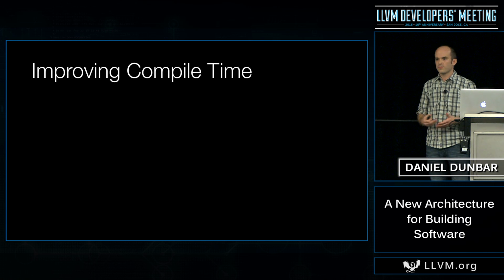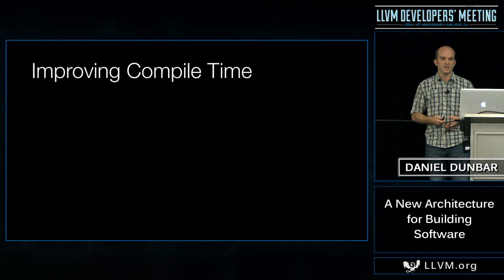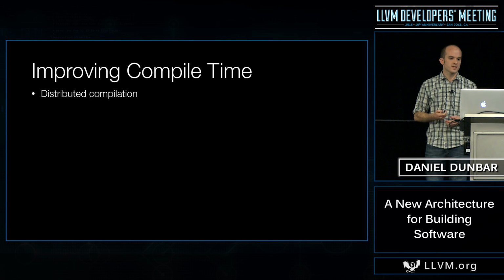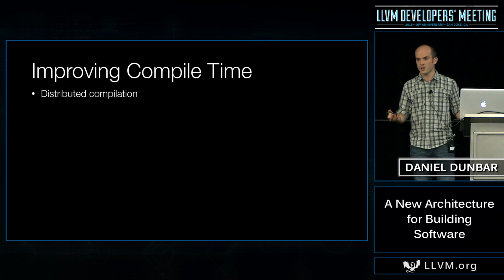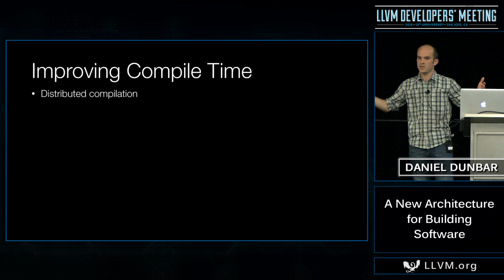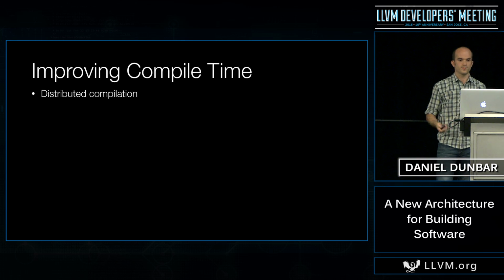So this talk is kind of about improving compile time at a high level. And when people think about improving compile time for builds, a lot of the times the first thing people think of is distributed compilation. The compiler is running on a bunch of different CPUs on my machine. If I ran it on more CPUs, it would go faster.